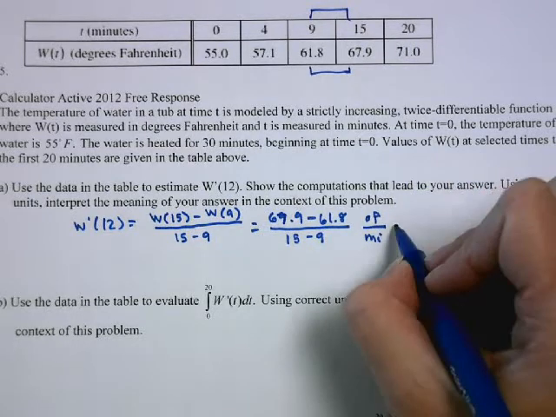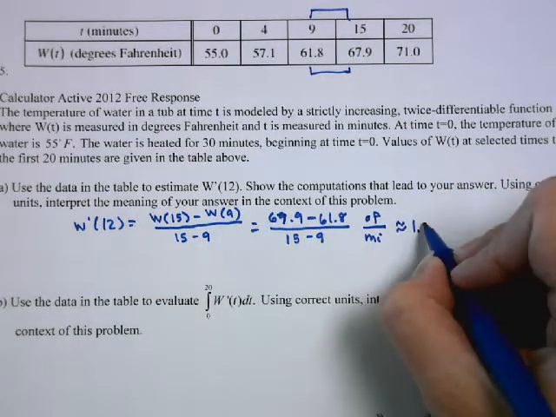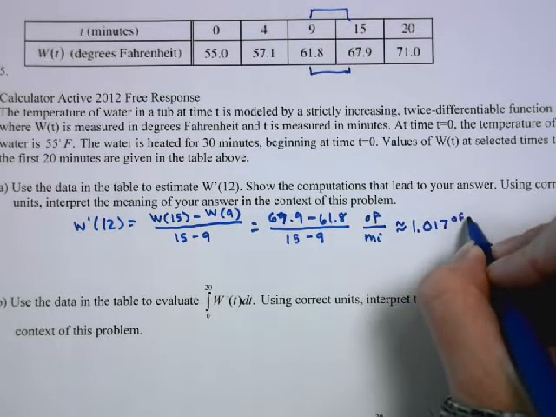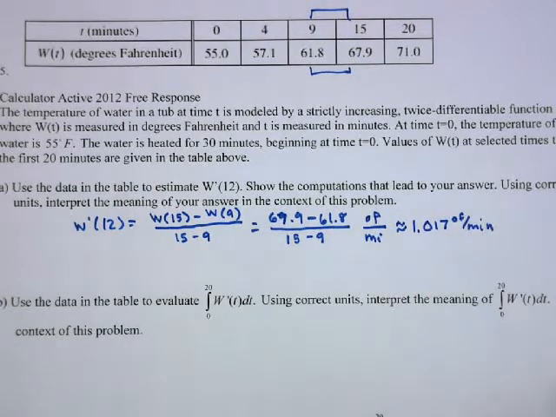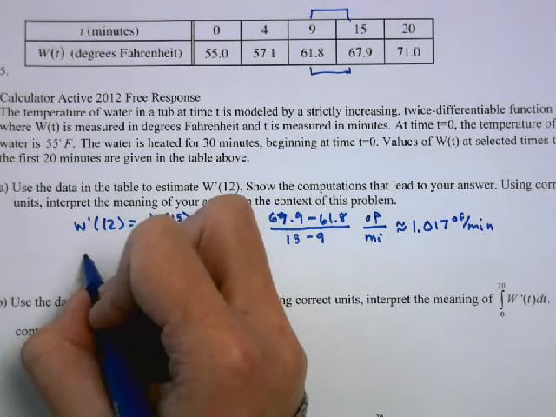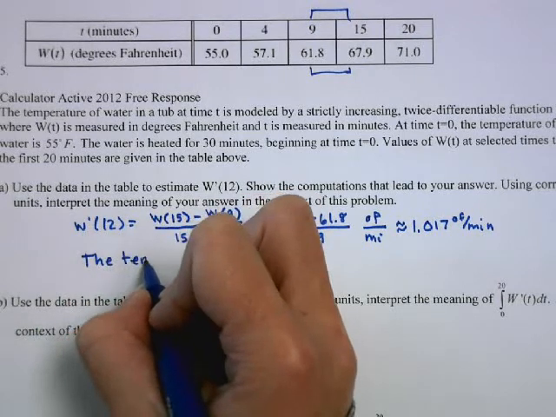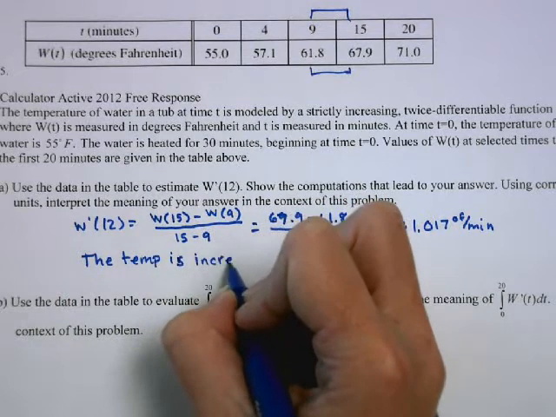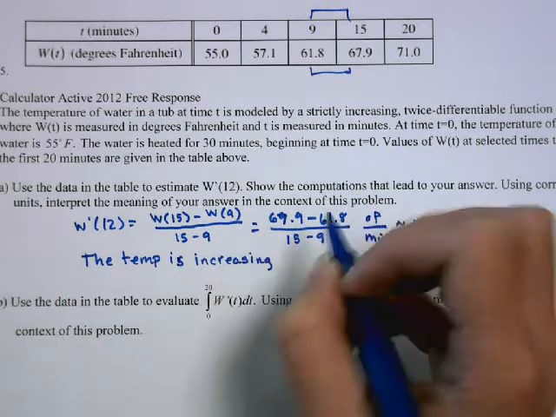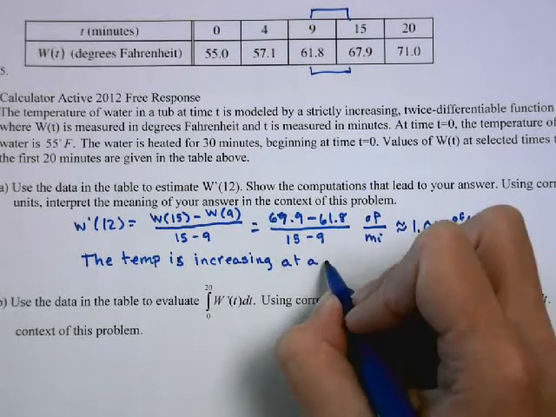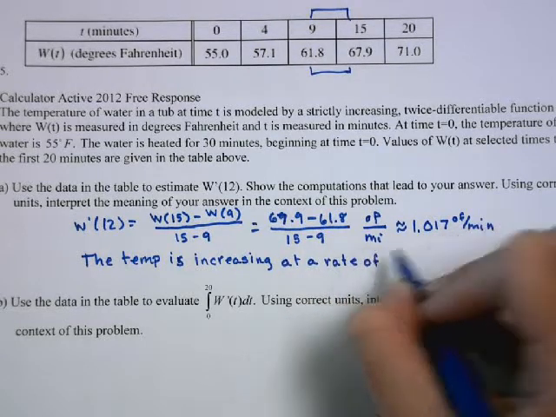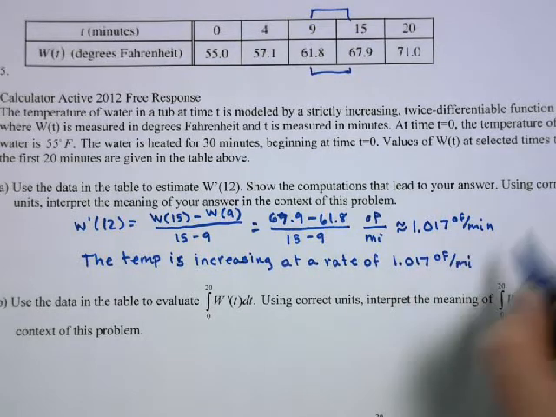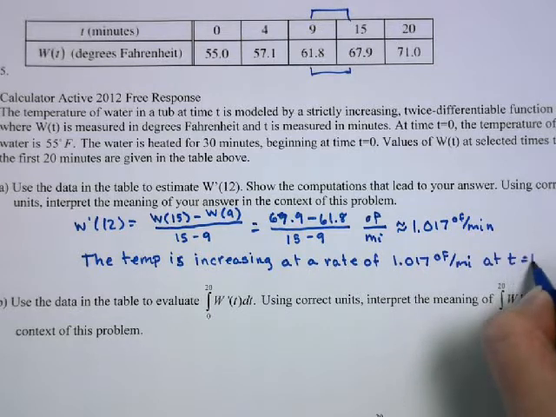Now I will go ahead and, this is 1.017 degrees Fahrenheit per minute. So in this problem, the temperature is increasing at a rate of 1.017 degrees Fahrenheit per minute at t equals 12.